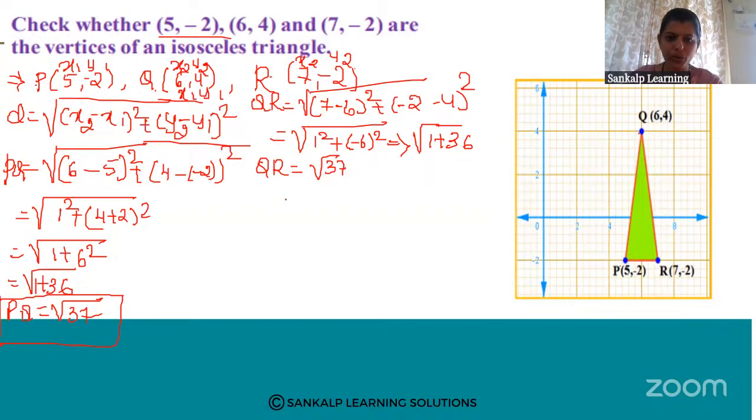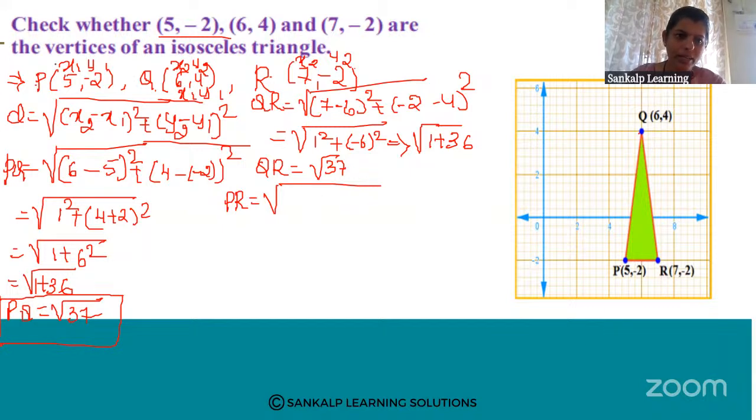Now PQ and QR are equal. If you get PQ, QR and PR equal, then it is an equilateral triangle. If PQ and QR are equal, then it is an isosceles triangle. Now find out the distance between PR.